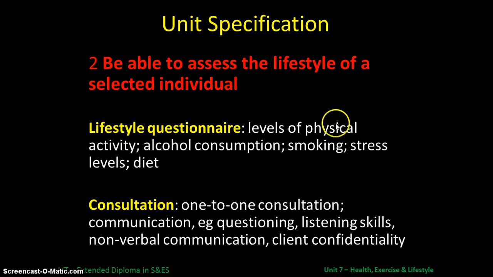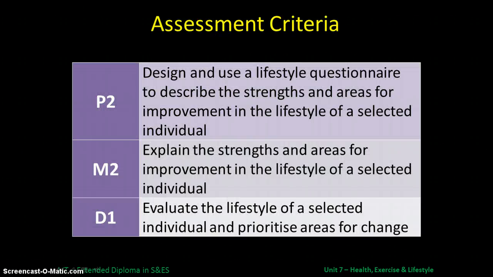So these are two different ways in which you could gather information in order to make an assessment on somebody's lifestyle. We've got pass, merit and distinction criteria available for this assignment. So P2 is basically you designing a lifestyle questionnaire that will give you the information you need to be able to describe the strengths and areas for improvement. M2 then asks you to explain the strengths and areas for improvement of a lifestyle, and D1 actually to evaluate, so a greater challenge in terms of putting all this information together and making some sense of it.